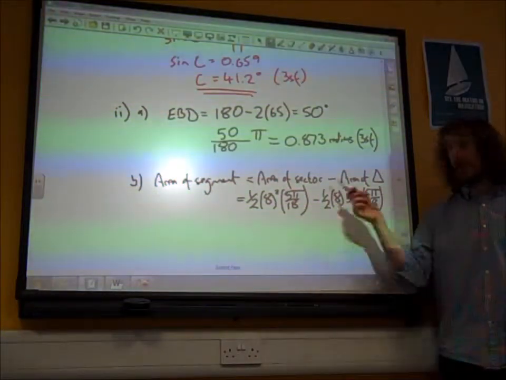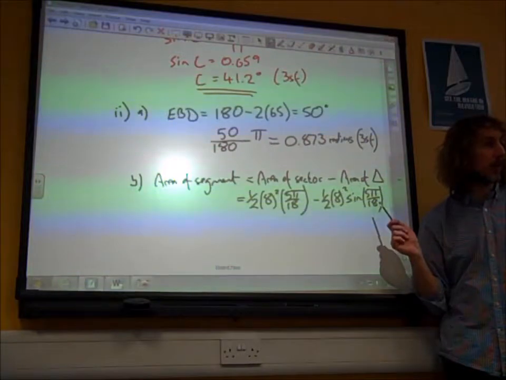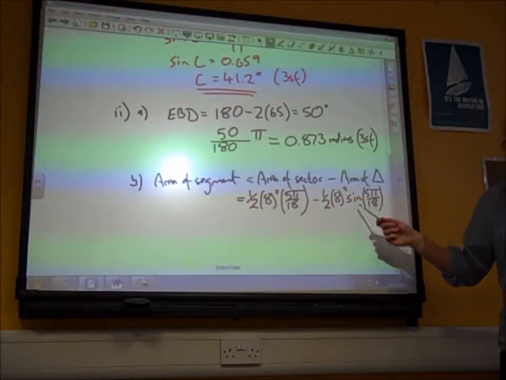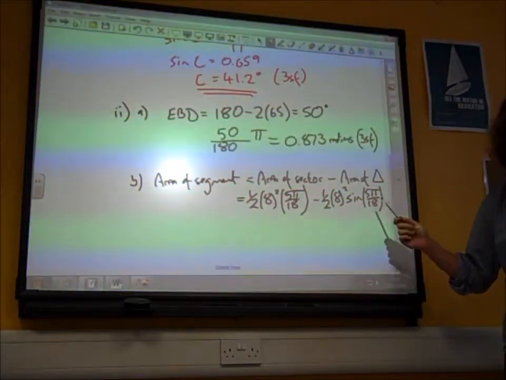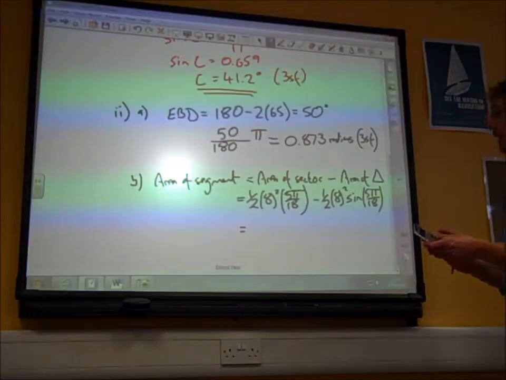Now, I've used the angle in radians, so I need to make sure my calculator is now in radians mode in order to give me the right answer. Although I could have just written 50 in there and done it in degrees, and that would have given me the same answer. You can check that if you want to. Anyway, what do we get?